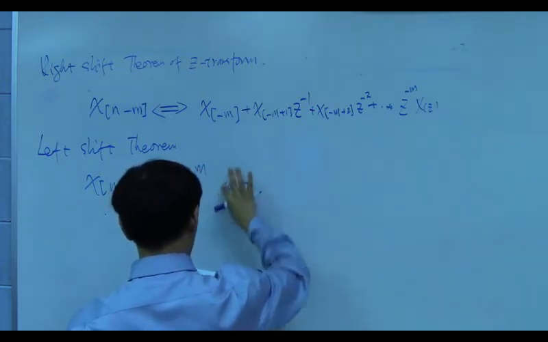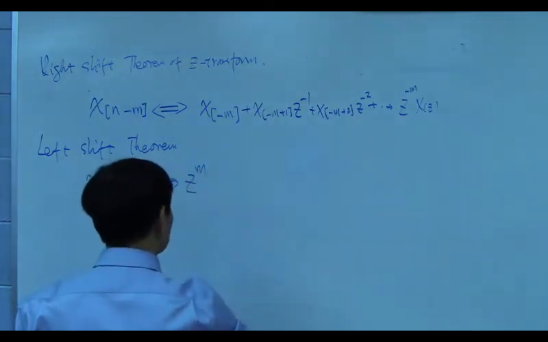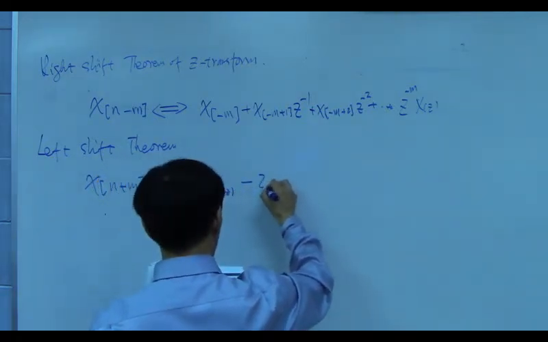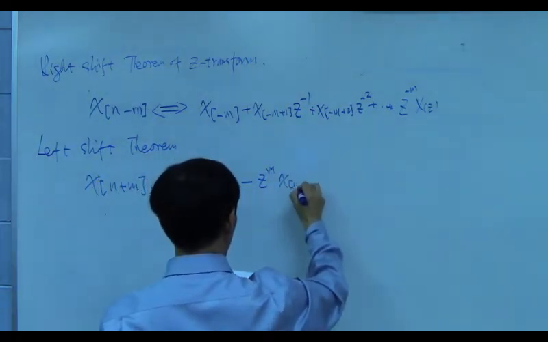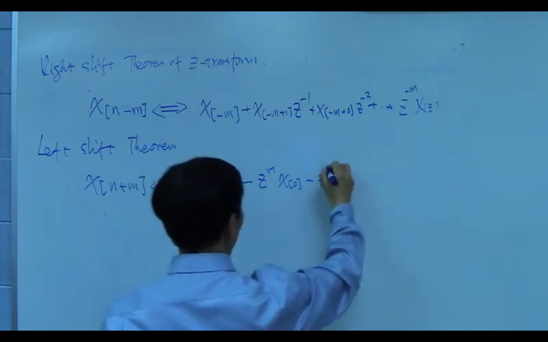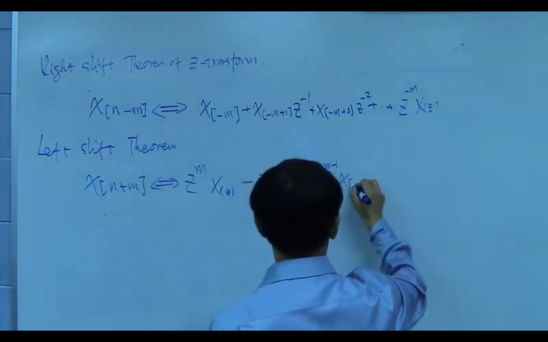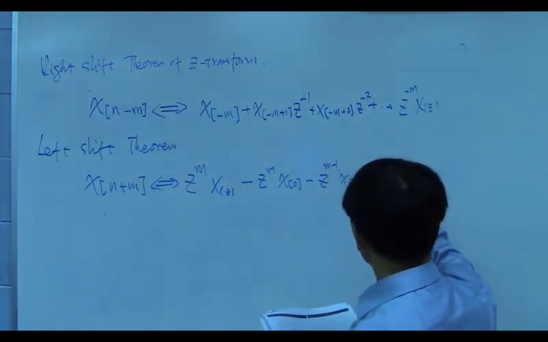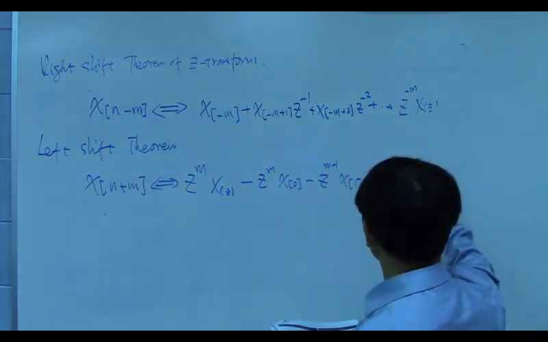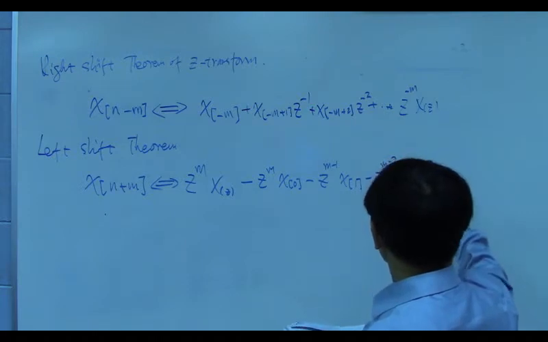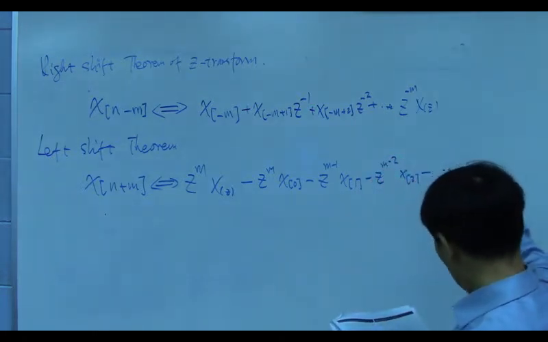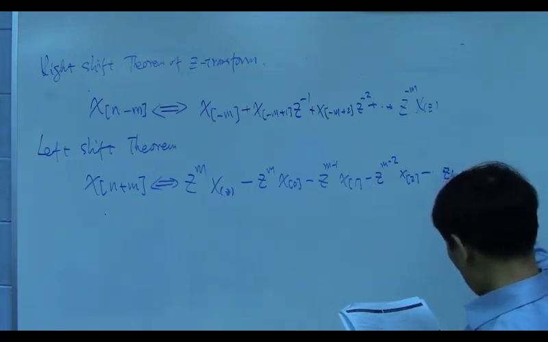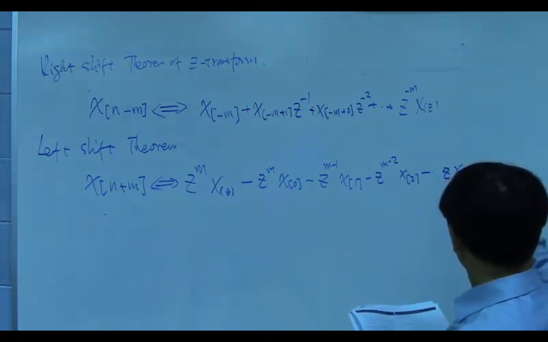No, this one is here. X(z), then minus z^m x0, then minus z^(m-1) z to the 1, then minus z^(m-2) x2, and minus all the way to the last one, which is z x(m-1).